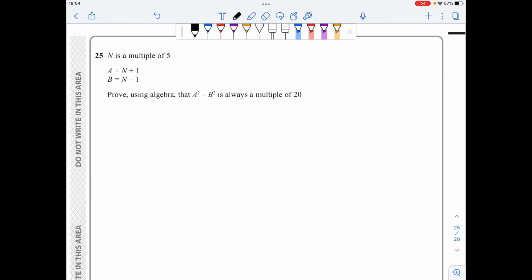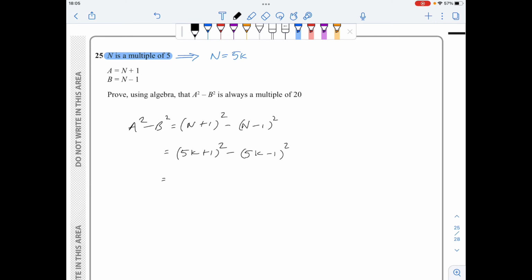For question 25, I'm given that n is a multiple of 5. This means that n can be written as 5 times a constant k, where k is a positive integer. Now a is n plus 1, b is n minus 1, so a squared minus b squared is equal to (n plus 1) squared minus (n minus 1) squared. Let's replace n with 5k. So we've got (5k plus 1) squared minus (5k minus 1) squared.